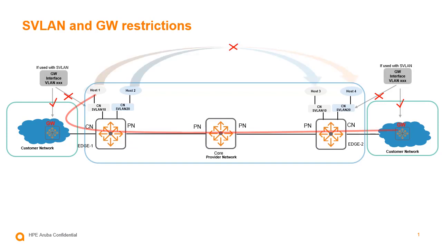So what it means is that this connectivity model will not work if we've got hosts on one SVLAN trying to connect to a host on another SVLAN. That will not work because we cannot configure the SVI gateway.